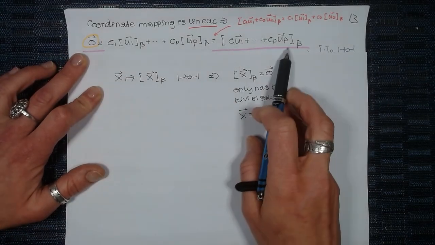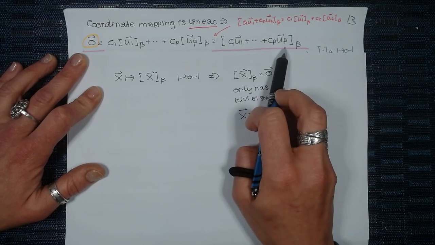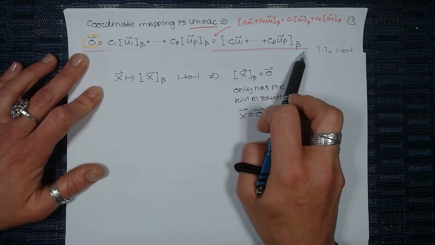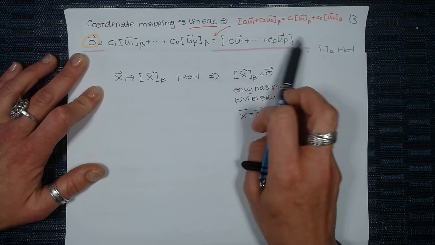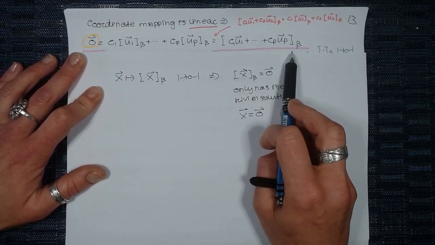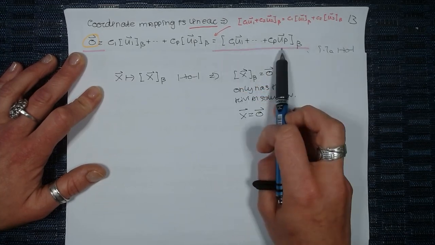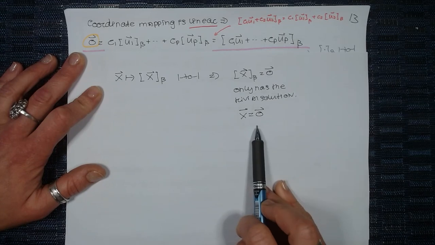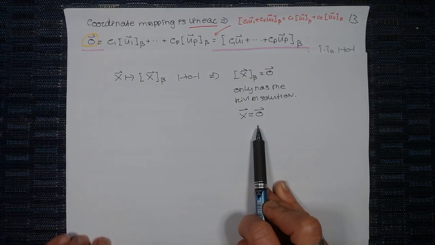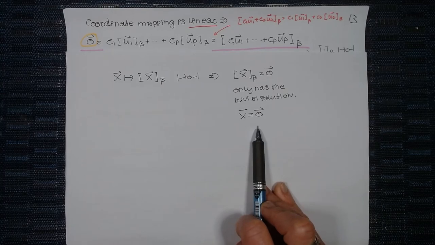So when I look at this, I have my linear combination of vectors u1 through up, beta coordinate vector, so transformed, equals 0. Because the beta coordinate mapping is one-to-one, this would imply that the vector inside of my beta coordinate mapping must be equal to 0, because this is my only trivial solution. So it follows from the one-to-one property of the beta coordinate mapping.